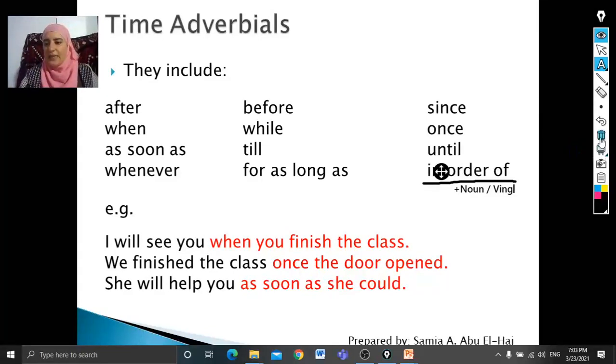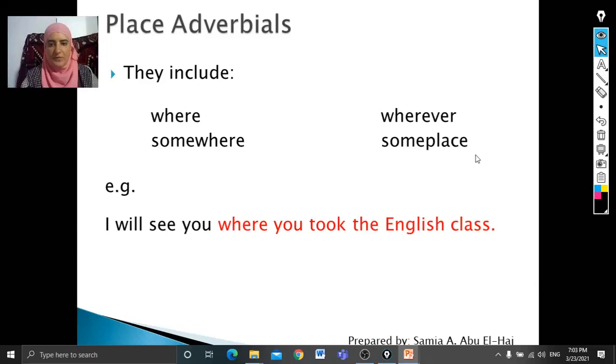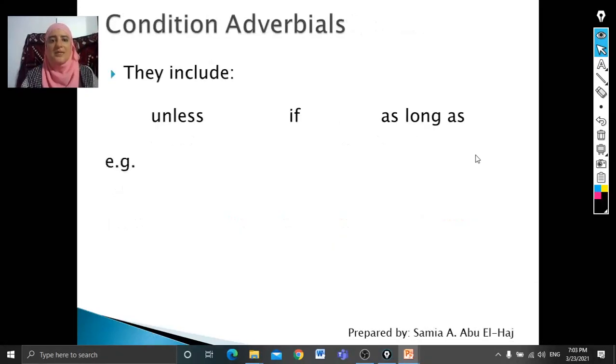Okay, let's go back to our presentation. We finished 3 different adverbials of time, which are place, time, concession. So now let's talk about the next adverbial, which is condition. Condition adverbials include 3 different words, only 3. We have unless, if, and as long as.